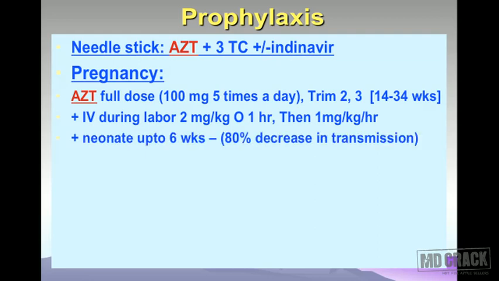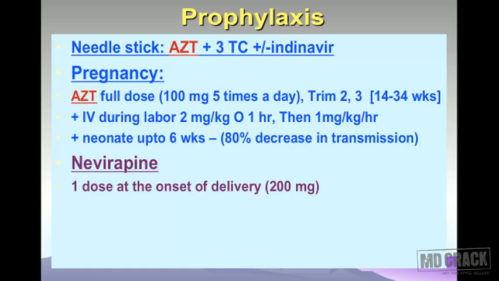So this is AZT, and then you have the neonate, the baby is born. For the neonate, continue the AZT up to 6 weeks. And this has been found to decrease the transmission by 80%. The second option on this slide is nevirapine. And I hope you remember, we discussed nevirapine. It is an NNRTI and it's useful in single dose. You could be asked in your multiple choice question, which of the following drugs is useful in single dose for prevention of HIV. Nevirapine single dose, 1 dose at the onset of delivery, that's 200 milligrams, given to the mother, just 200 milligrams, 1 dose.